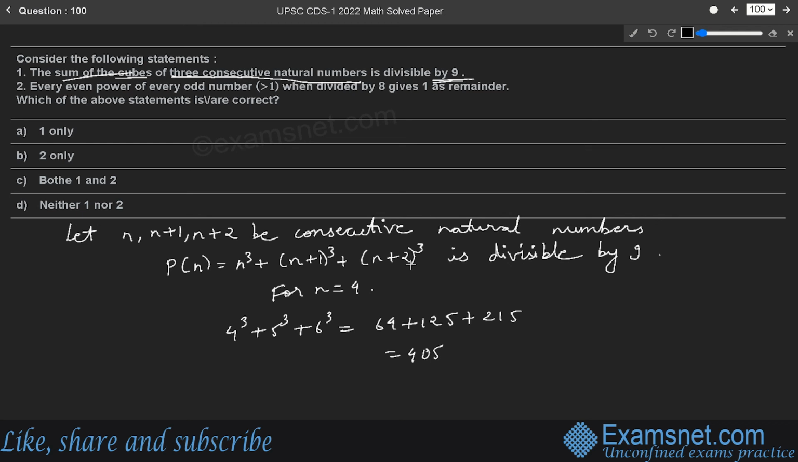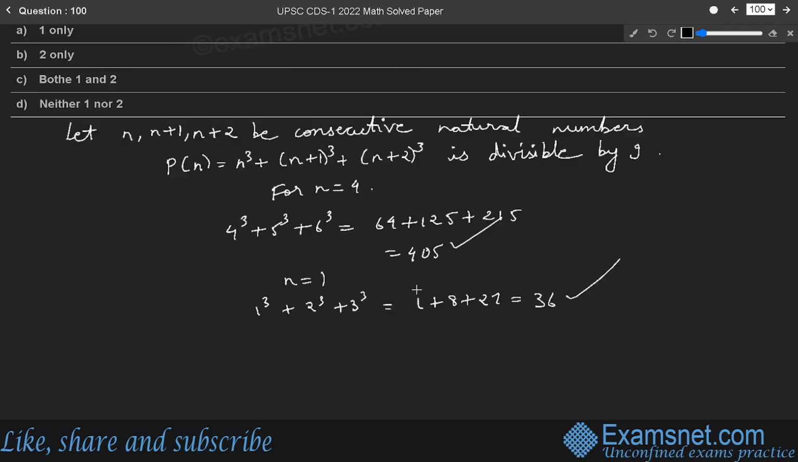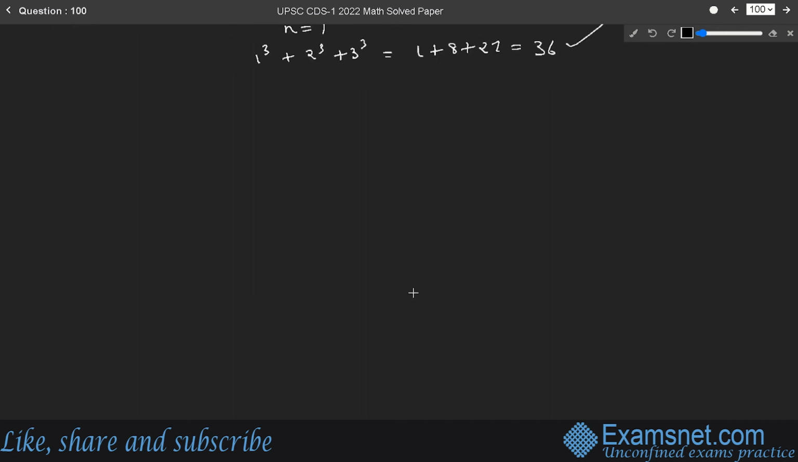Now let us see, when n is equal to 1, it will be 1 cube plus 2 cube plus 3 cube, which gives 1 plus 8 plus 27, which is equal to 36, and again 36 is also divisible by 9. So we can say that statement 1 is absolutely correct, because both the answers 405 and 36 are divisible by 9. Now let us see the second statement.